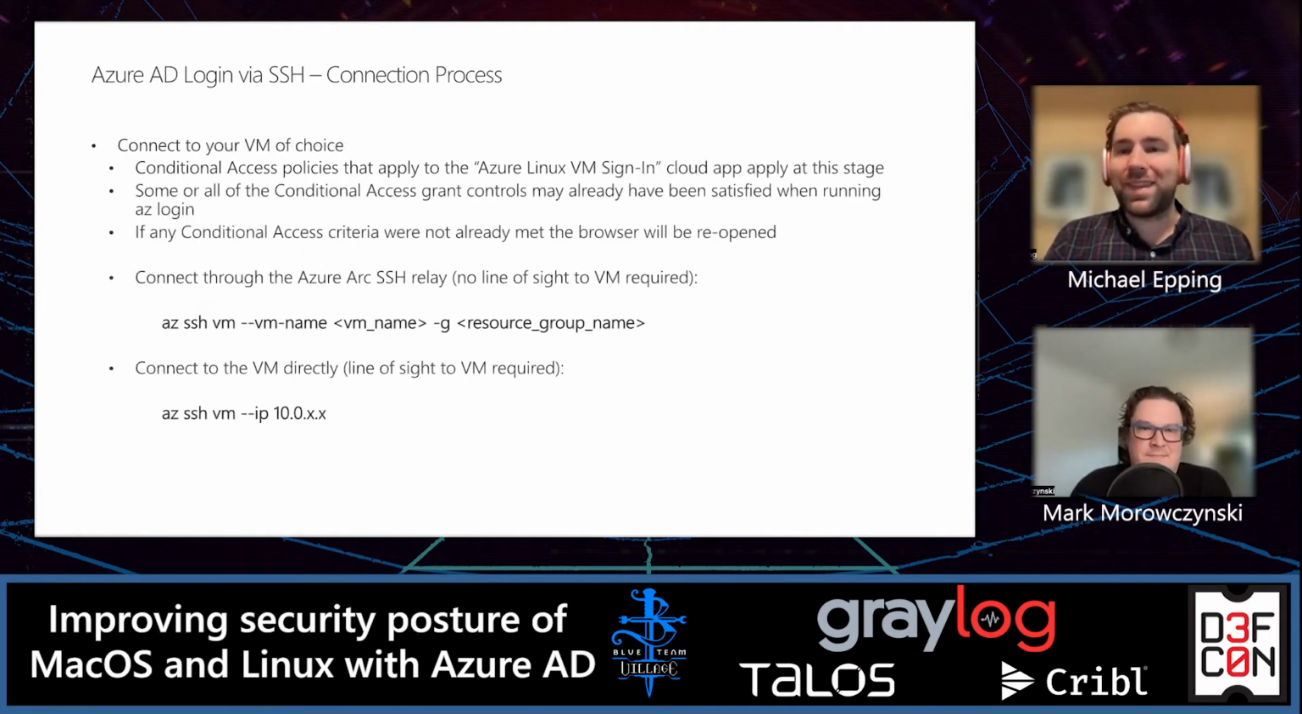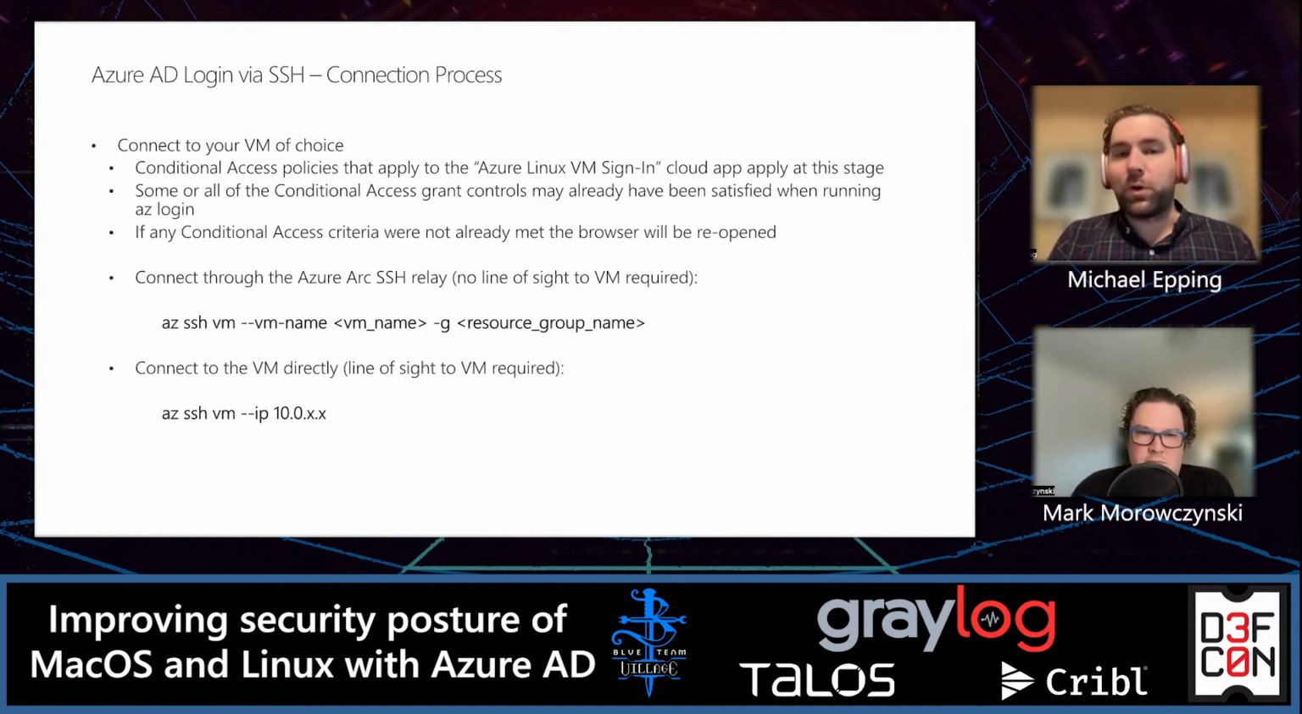Then you're going to run the AZ SSH VM command, and you can either specify the IP address or the name of the VM in the resource group if you don't care about the IP address, and we'll just automatically resolve it for you. At this point, any conditional access policies that apply to the Azure Linux VM sign-in cloud app will trigger. So if you haven't satisfied any of the policies already when you ran AZ login, we'll make you satisfy any of those additional controls at this point. However, if the controls are the same, if the AZ login controls already apply things like device compliance and MFA, you'll already have a session with those controls satisfied, and therefore we won't need to trigger an interactive authentication for the end user at that point.